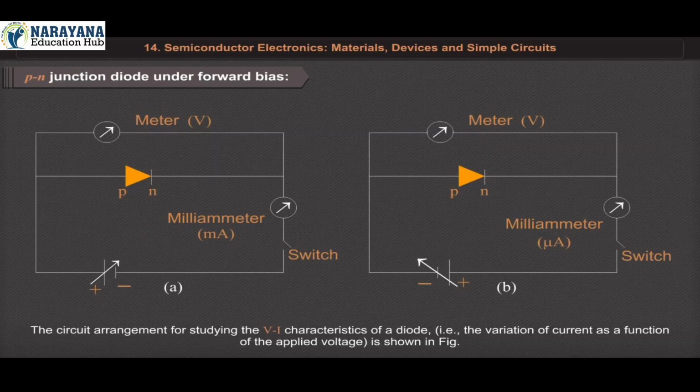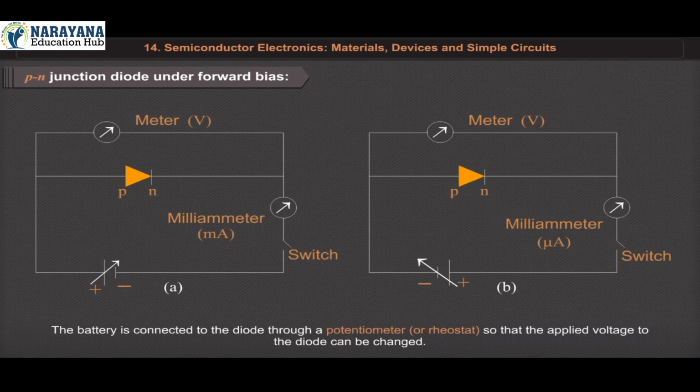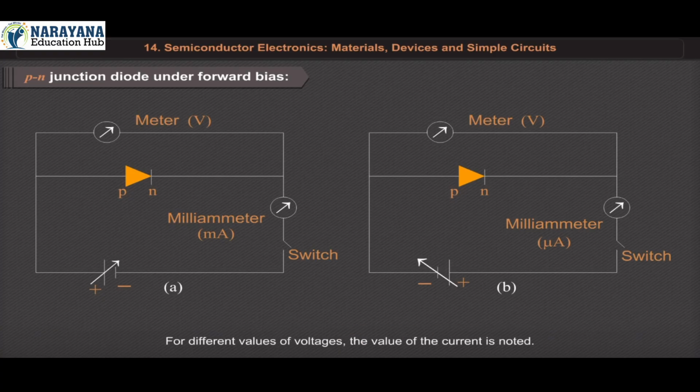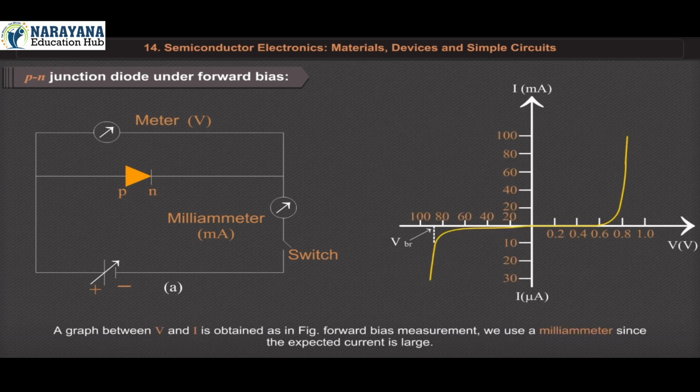The circuit arrangement for studying the VI characteristics of a diode, that is, the variation of current as a function of the applied voltage, is shown in the figure. The battery is connected to the diode through a potentiometer or rheostat so that the applied voltage to the diode can be changed. For different values of voltage, the value of the current is noted. A graph between V and I is obtained as in the figure. For forward bias measurement, we use a milliammeter since the expected current is large.